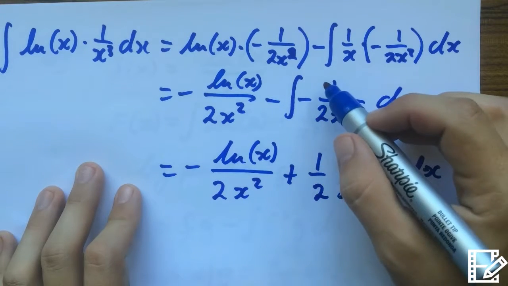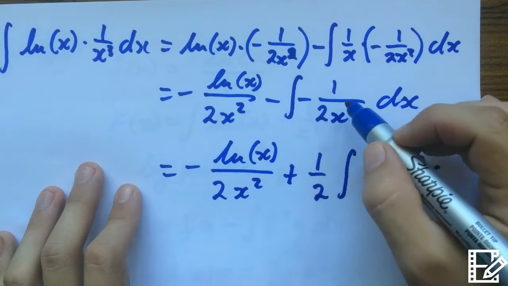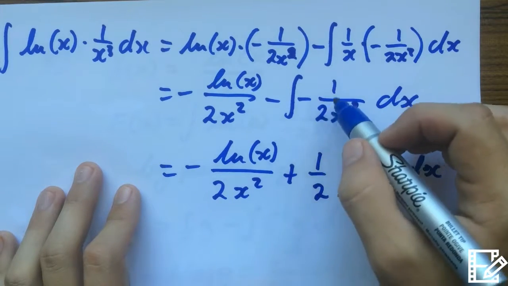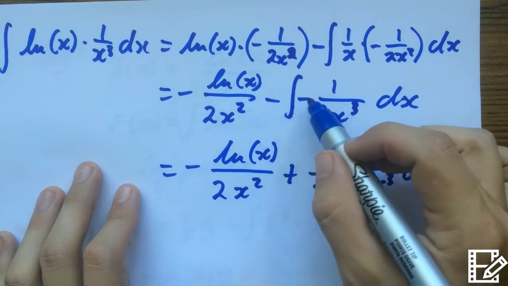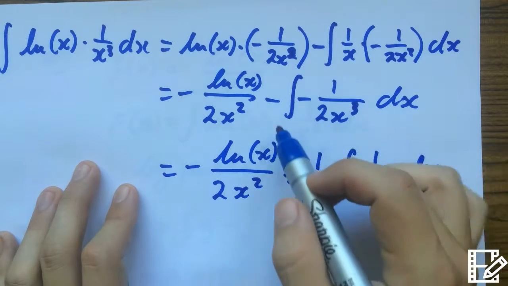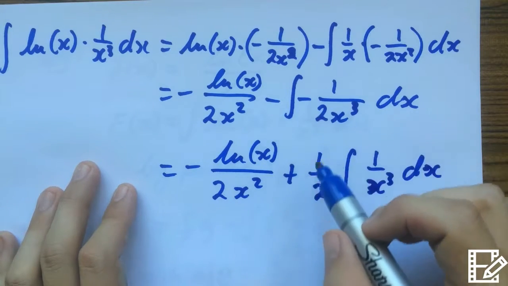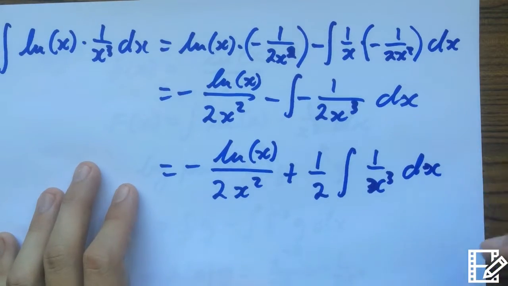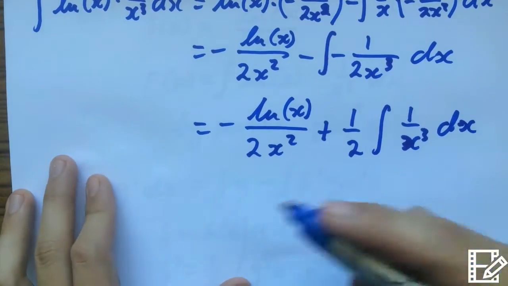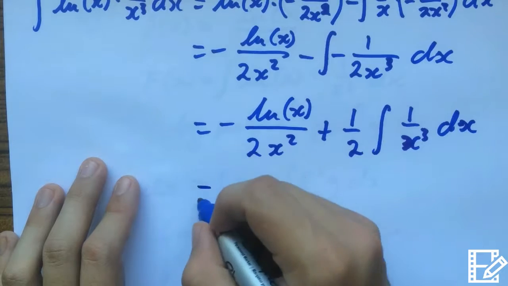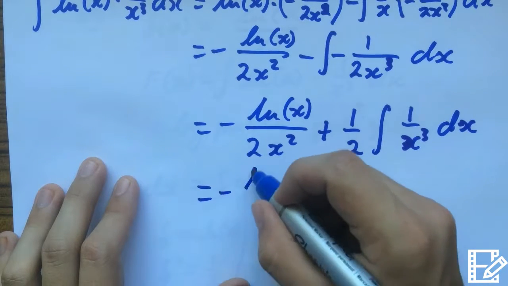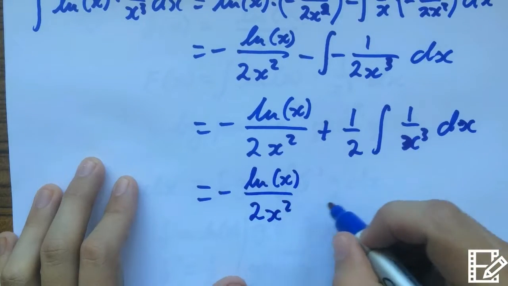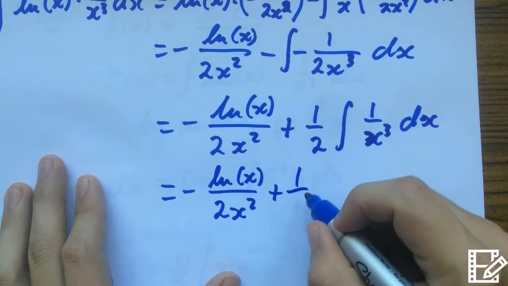Now what did I do? Well, essentially we have a 1 on 2 constant multiplied to this 1 on x to the power of 3, so I brought that constant to the front. We also have a negative, so I brought that to the front too. So a negative half multiplied by a negative is a positive half, if that makes sense. Hopefully it does. Okay, so we have negative ln x over 2x squared plus a half.